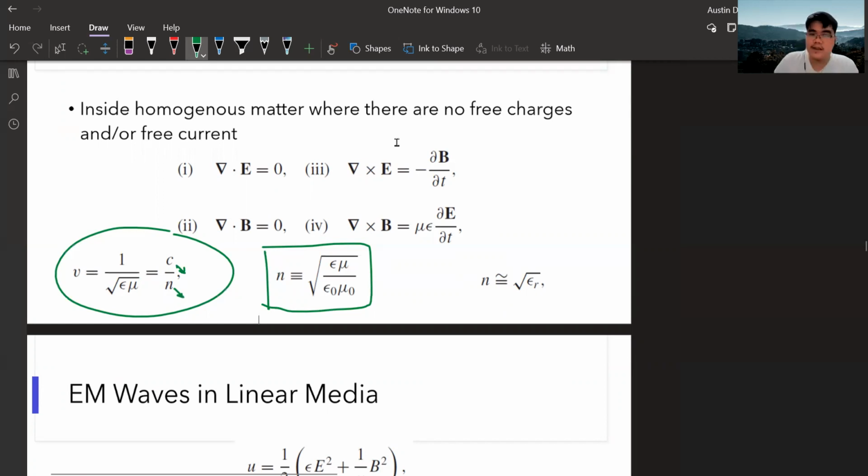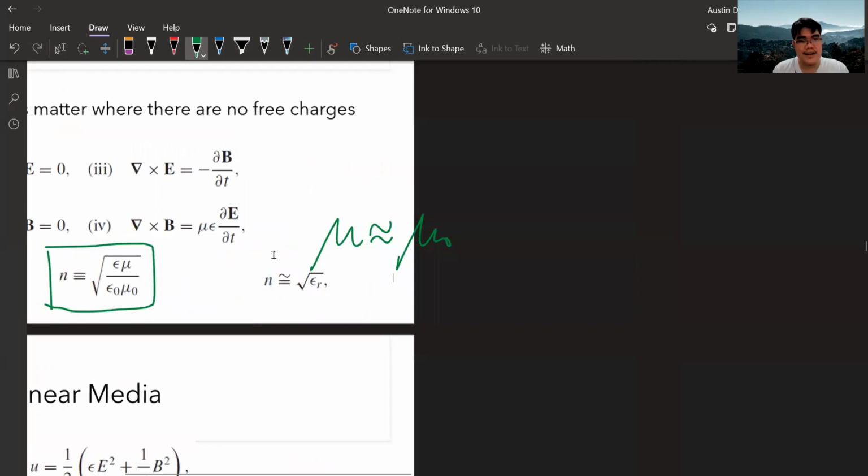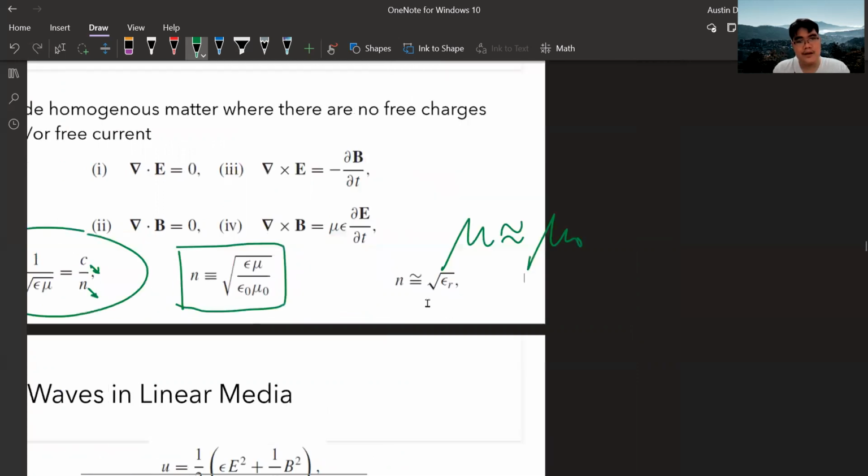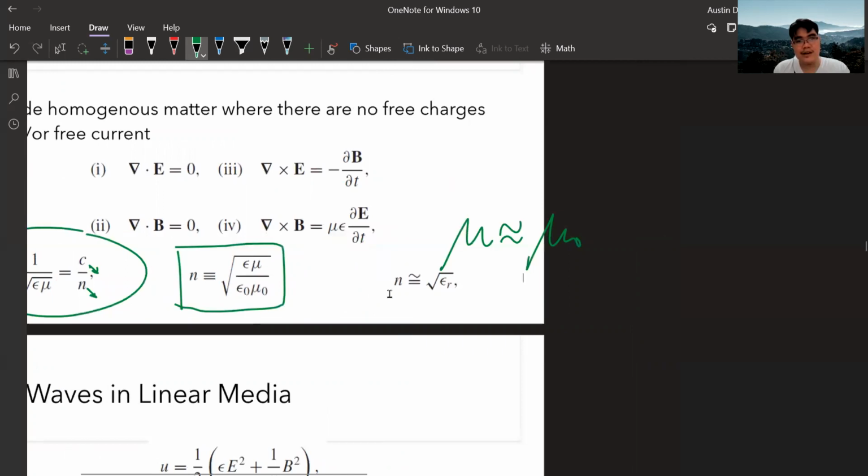However, in usual cases, yung mu mo ay approximately equal to mu naught. Therefore, magiging ganito na lang siya. Usual case to, maraming material na magkamukha lang yung mu niya at mu naught. Kasi maliit na value yung mu. Okay? So you can actually approximate your index of refraction in terms of the relative permittivity. Okay? So ang relative permittivity ay ito rin. Okay? Ayun lang. Simplify lang siya. Ito rin yun.